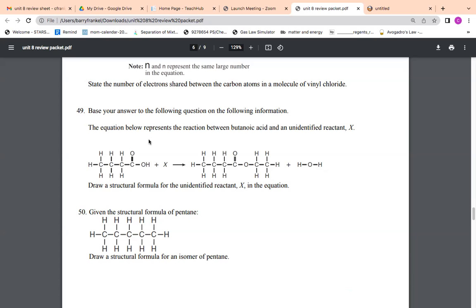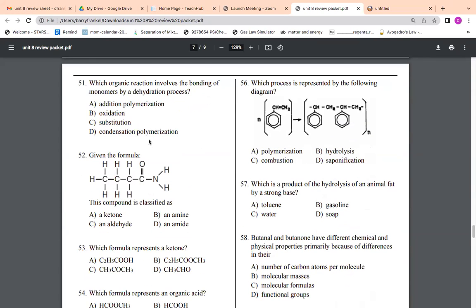Alrighty, next. 51. Which organic reaction involves the bonding of monomers by a dehydration process? Okay, so this one is going to be condensation polymerization. Okay, again, if you see the word monomers, it's indicating you're making polymers, so that's polymerization. It's not going to be addition polymerization, because this, what you do is you don't dehydrate it by taking out water, okay, which is why we call it condensation polymerization, because one of your products is water. When you have condensation, one of your products is water.